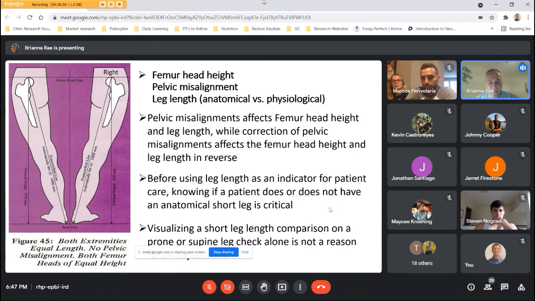And certainly just visualizing a short leg in no way gives you enough information to know what to do with the rest of the spine above it. Because if you don't know if you're dealing with an anatomical or physiological short leg, you're going to be wrong most of the time.